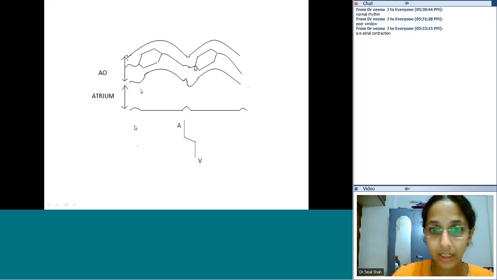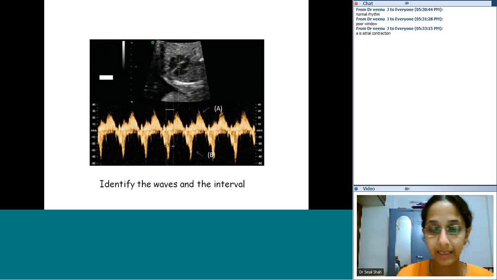Now the second way, which is the second cornerstone for picking up the atrial and the ventricular activity, is the Doppler study. Now if you can see in this figure, this is a Doppler taken very close to the inflow of one side of the heart, probably the left atrium and the left ventricle. Can you identify the waves which we have demarcated as A and B, and the interval which is shown with this line? So what are these waves? This is one wave and this is the other wave.